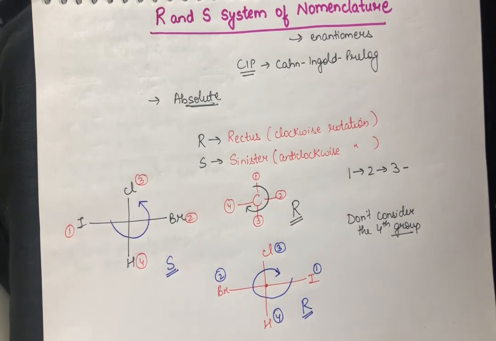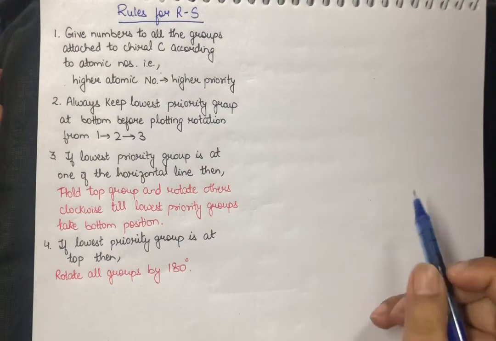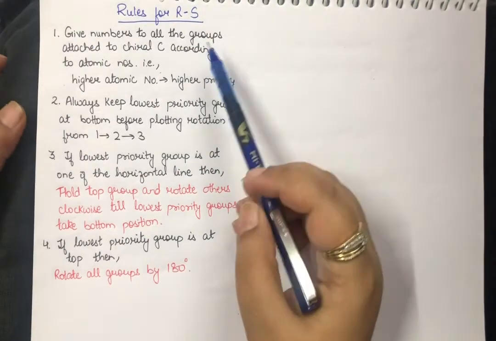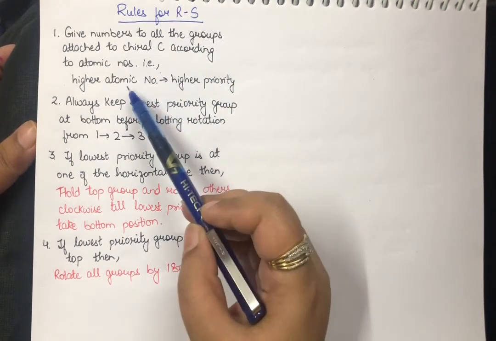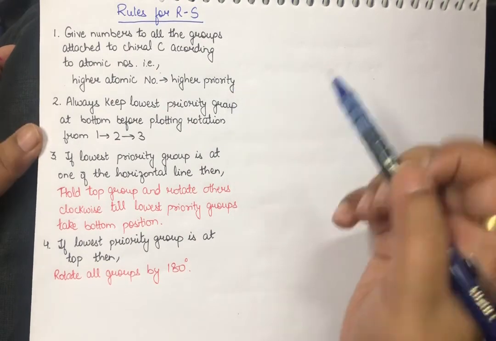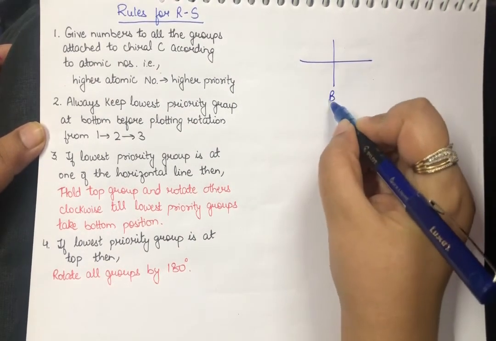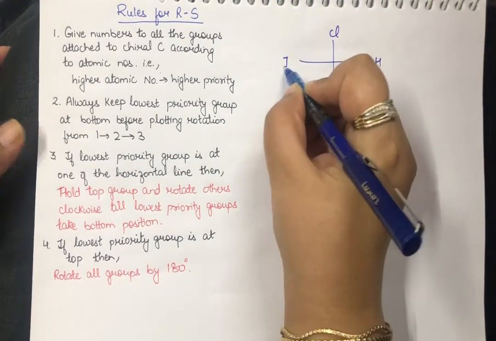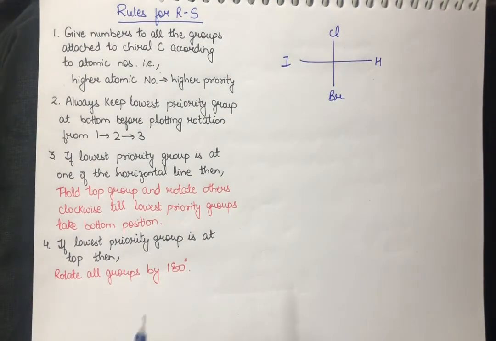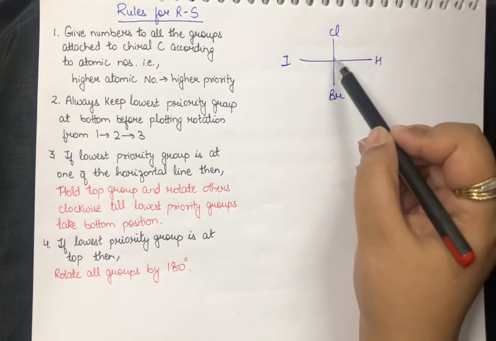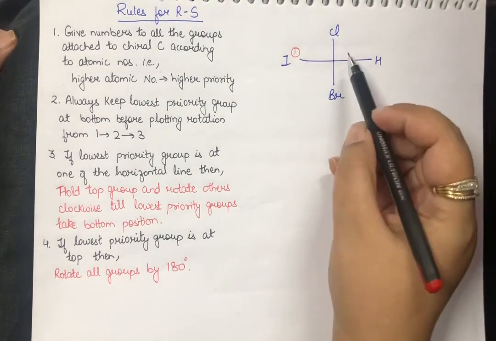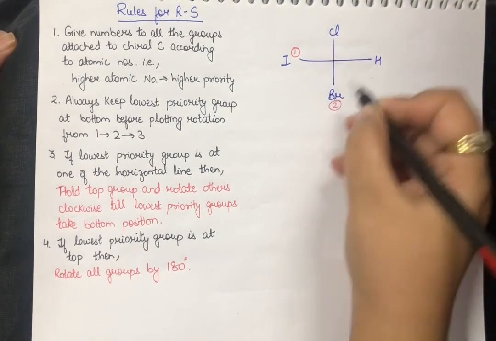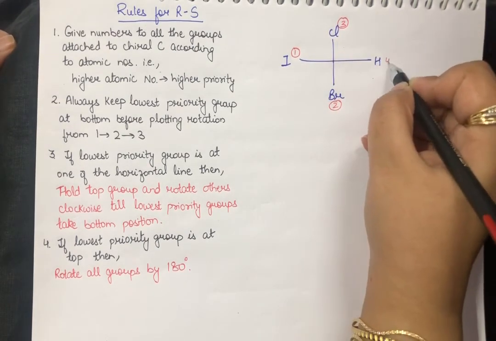Now let's talk about the rules. How do you decide which group gets which priority? Alright, the first rule says to give numbers to all the groups attached to the chiral carbon according to their atomic numbers. That is, the higher atomic number will get the higher priority. For example, I'll take the previous example. Out of all the groups present on this carbon, iodine has the highest atomic number, so iodine will get my first priority. Second is going to be bromine, third chlorine and fourth hydrogen.